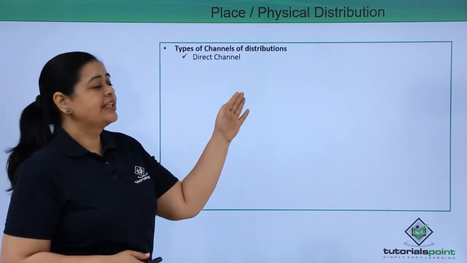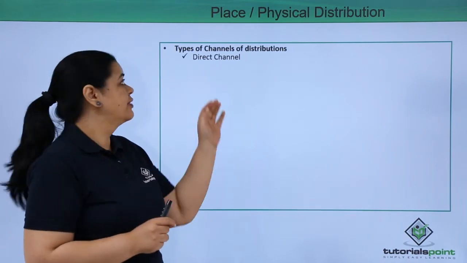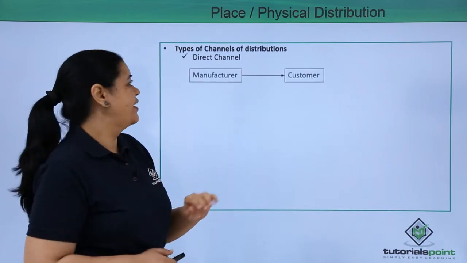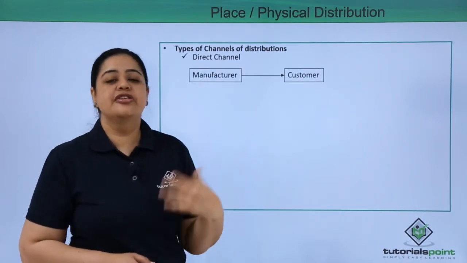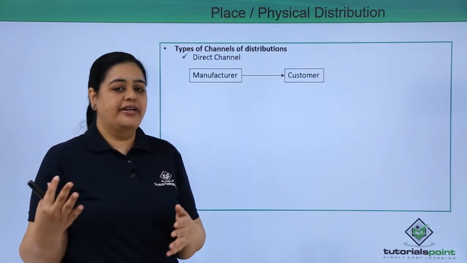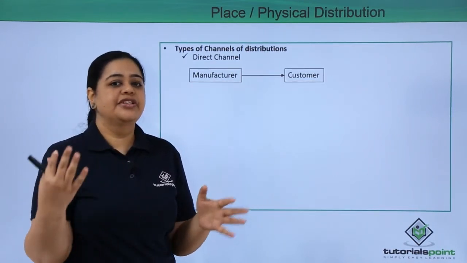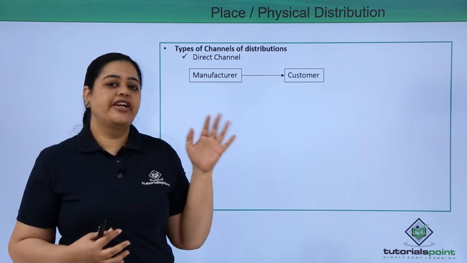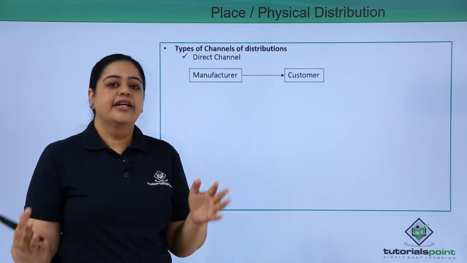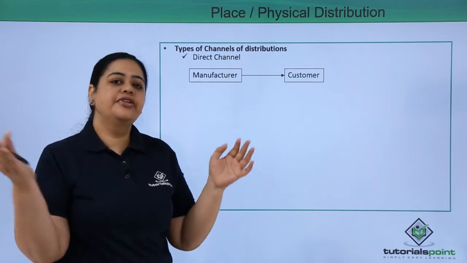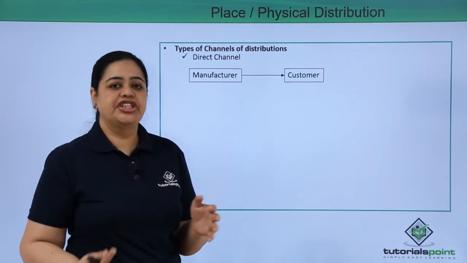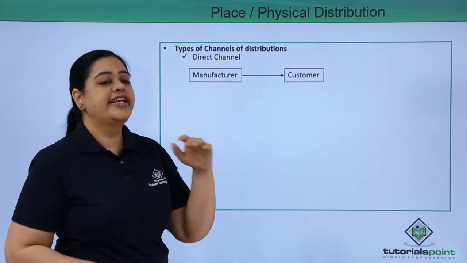Let's understand the types of distribution, that is, the types of channels of distribution. The first is the direct channel. The manufacturer goes and sells to the customer. This would be like your vegetable vendor. I'm not talking about the regular vegetable vendors. Many times you would have seen a farmer who comes directly to your area and sells the vegetables he has. So that's a kind of direct channel.